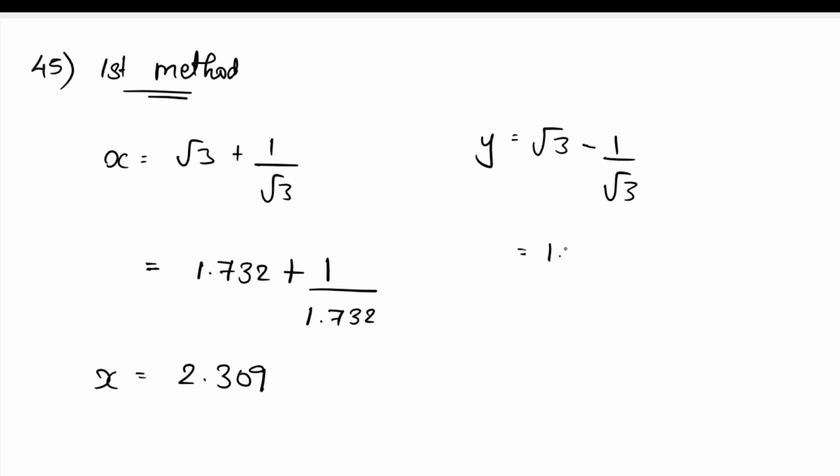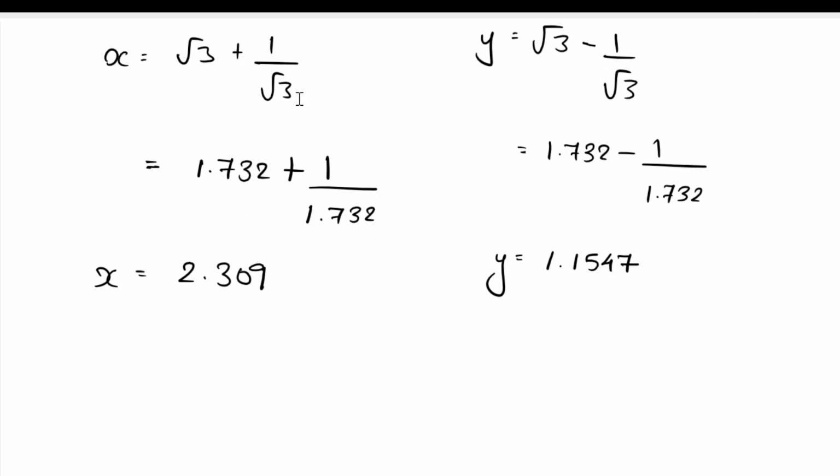Here root 3 again 1.732 minus 1 divided by 1.732. So if you subtract it, you'll get the value of y as 1.1547. Now in the question, they are asking you to find x square minus y square.